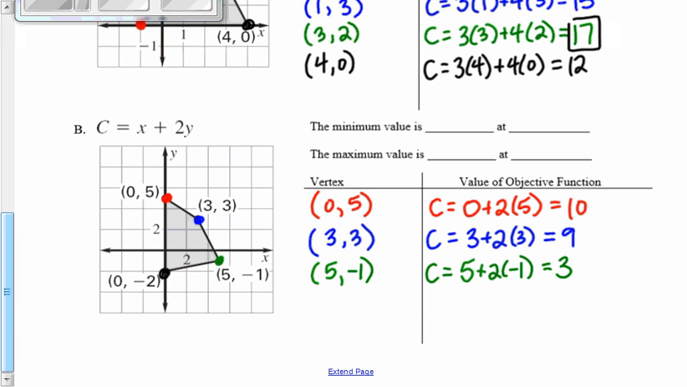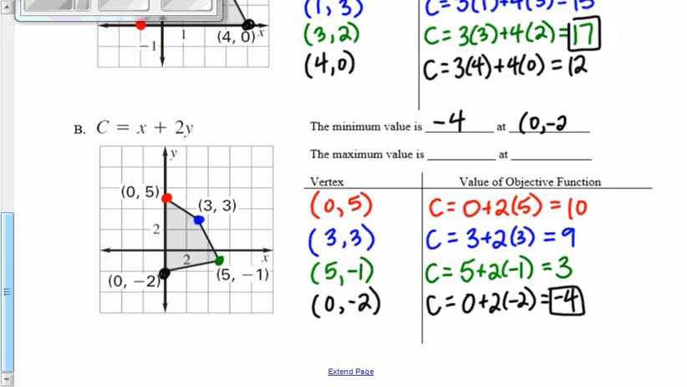And then the last vertex is 0, -2. So c equals 0 plus 2 times -2, which is -4. Okay, so looking at our questions, the minimum value is -4, and that occurred at the point 0, -2. And then the maximum value is 10, and that occurred at the vertex of 0, 5.